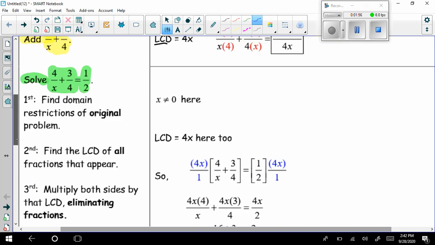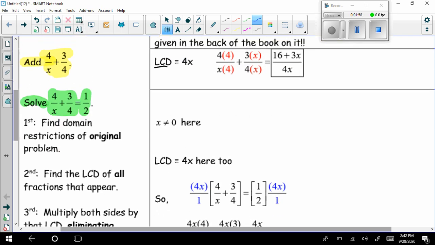If you're solving that, first you're going to find your domain restrictions of the original problem, because if we solve for x and it happens to be a domain restriction originally, then there is not going to be a solution, or that one solution is what we call extraneous. x cannot equal 0 here because 4 over 0 is undefined. So x cannot equal 0.